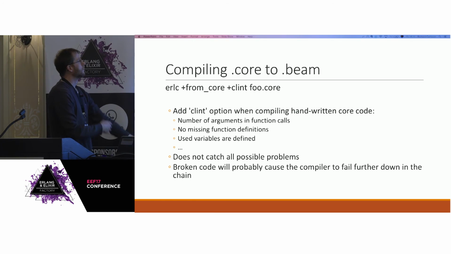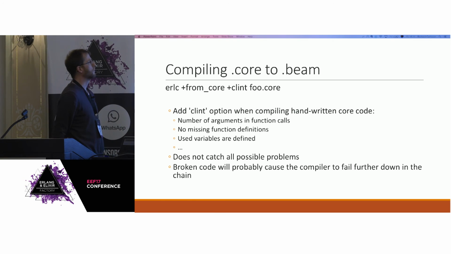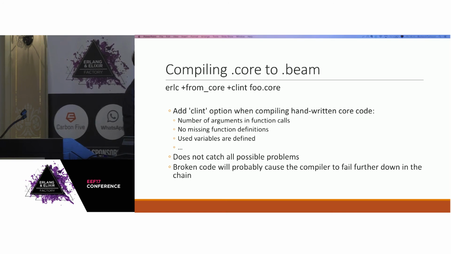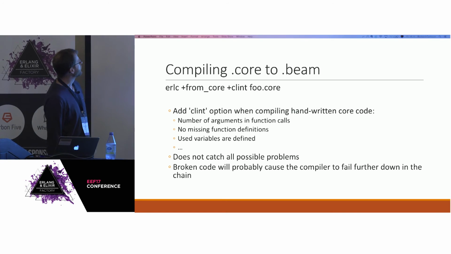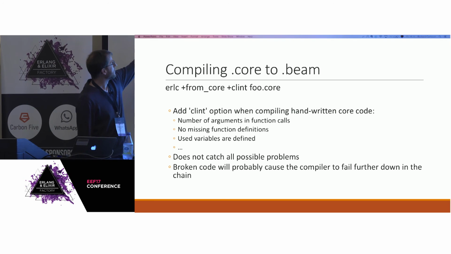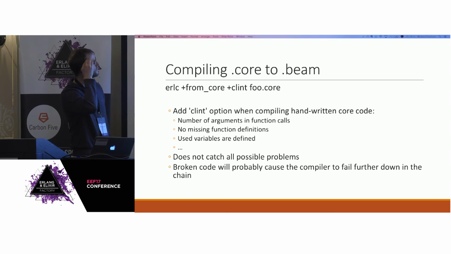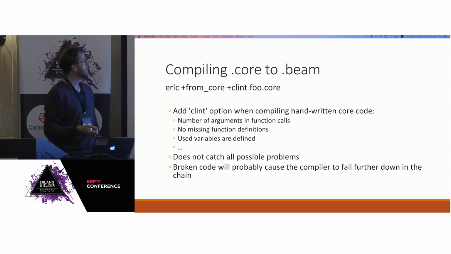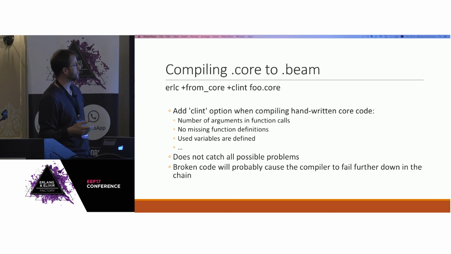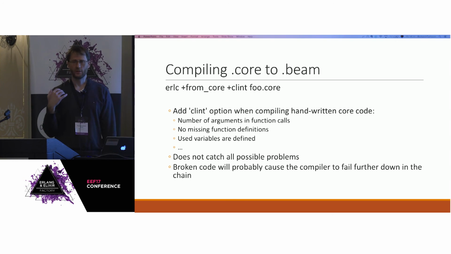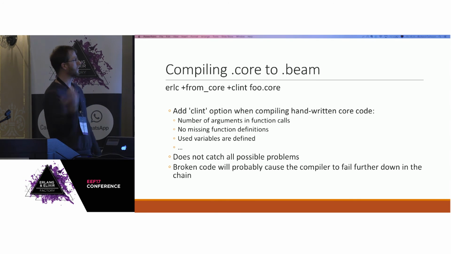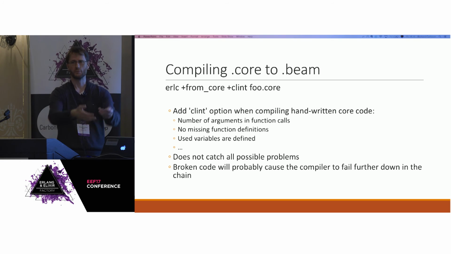Okay, so you can compile core code to Beam code by adding a from core option. It's possible that the erlc command will actually identify the .core here, so you don't have to specify from core. But if you're calling the API function, you have to say from core. So you can pick up an existing core file or syntax tree on the core level, pass it to the Beam compiler and say, okay, finish compiling this to Beam code.